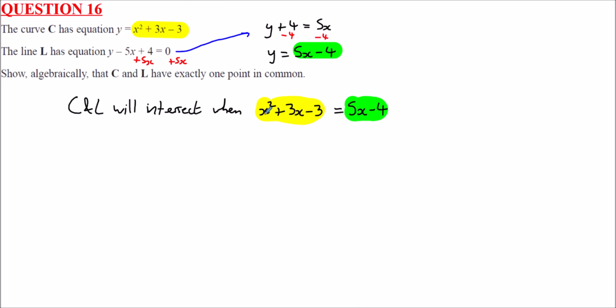So when solving a quadratic, it's always best to have it all on one side equal to 0. So if I take away 5x from both sides, first of all, the left will then become x squared minus 2x minus 3 equals minus 4. Then finally, if I add 4 to both sides, I then get that x squared minus 2x, but then minus 3 plus 4 gives us plus 1 equals 0. Now this will now factorise as well.